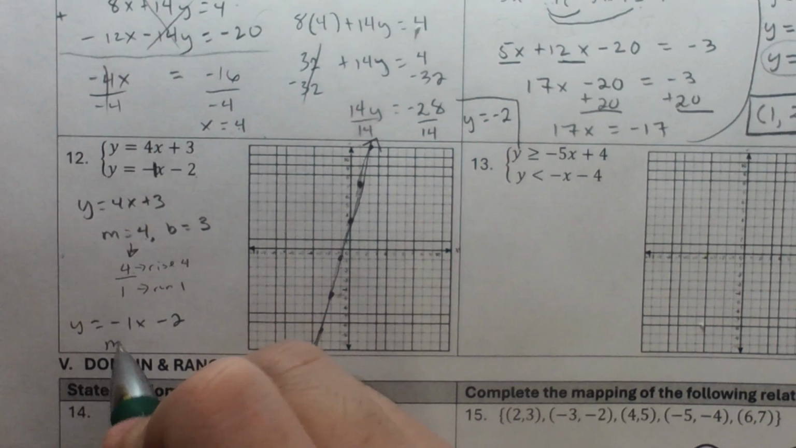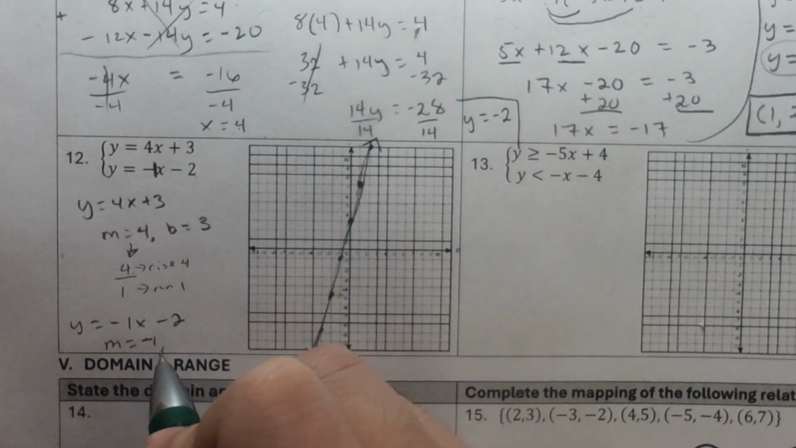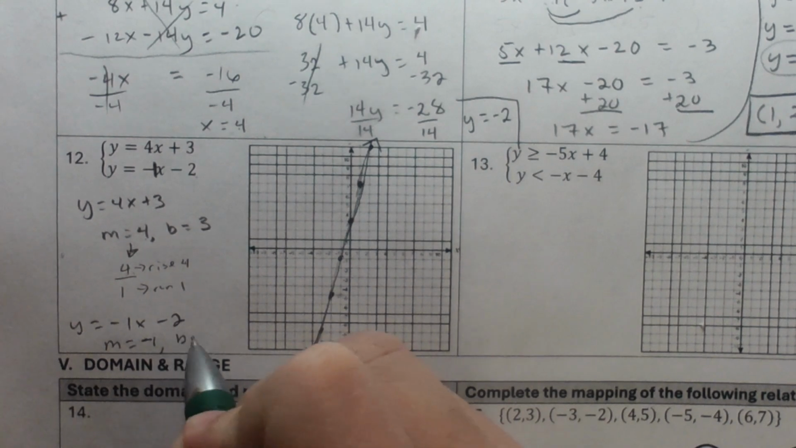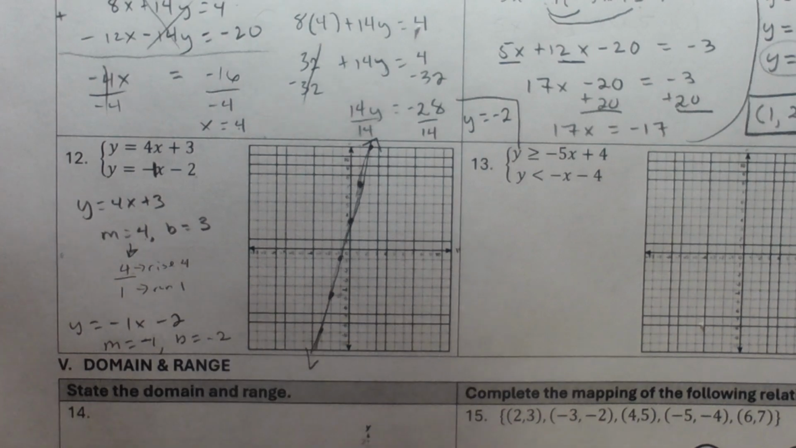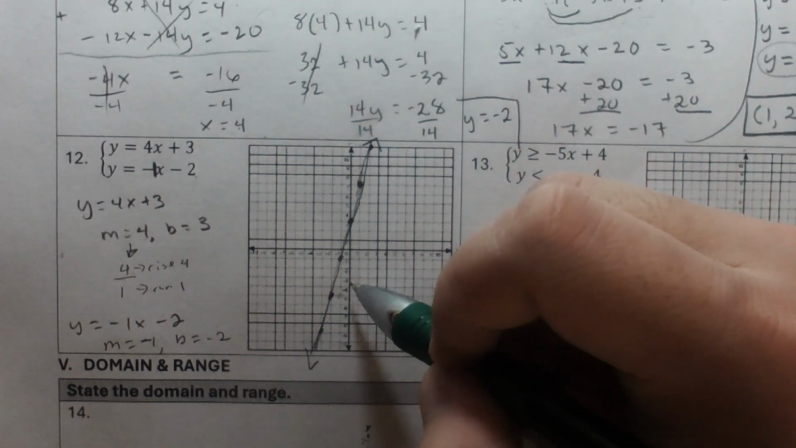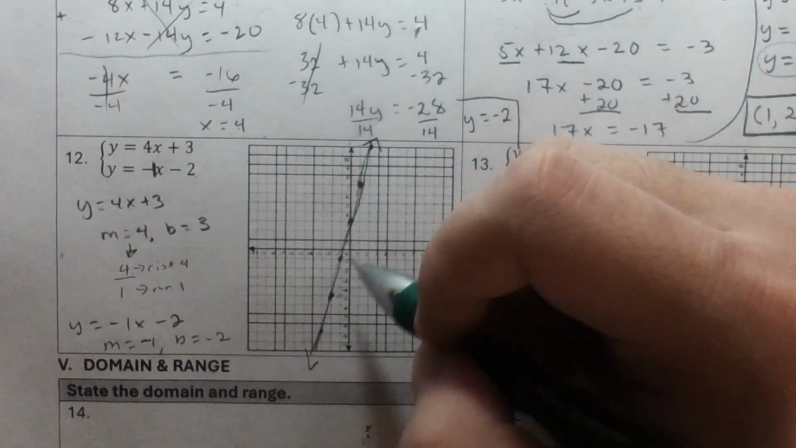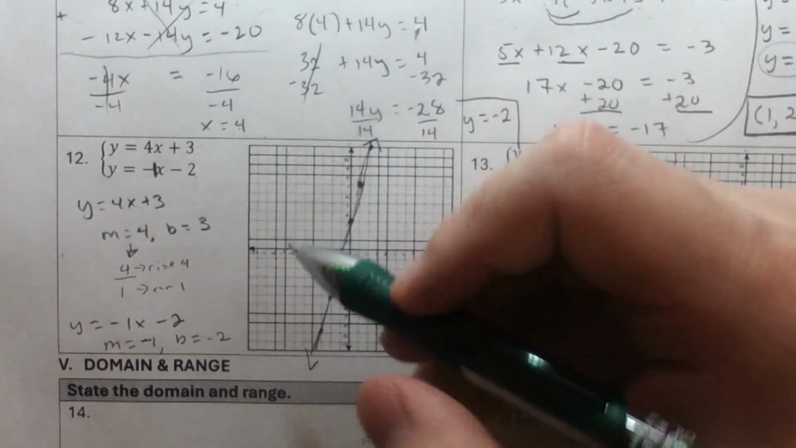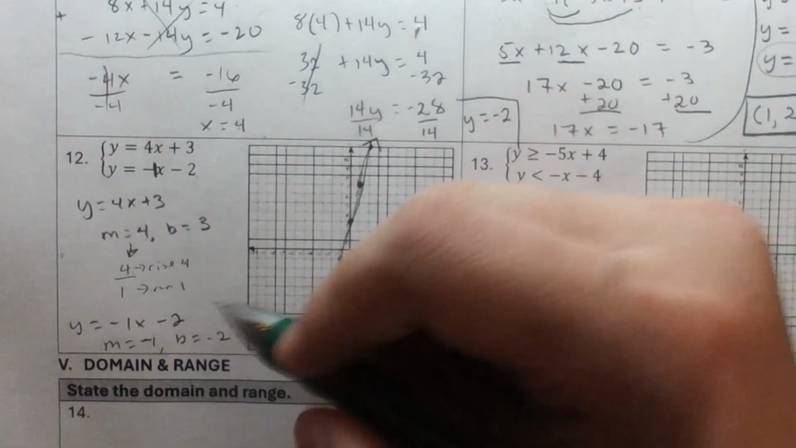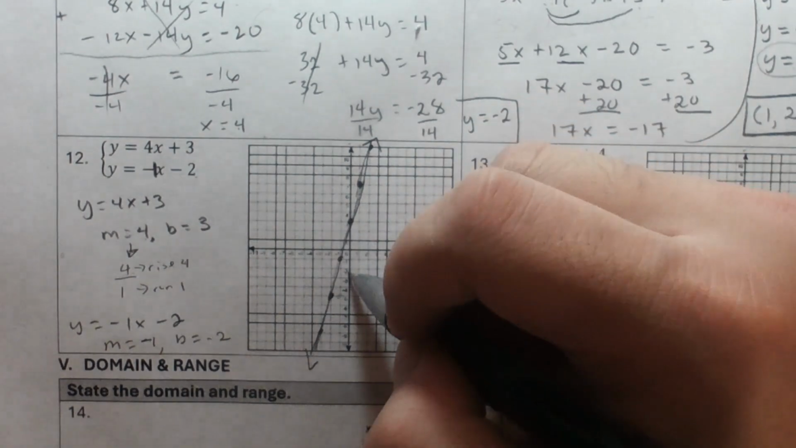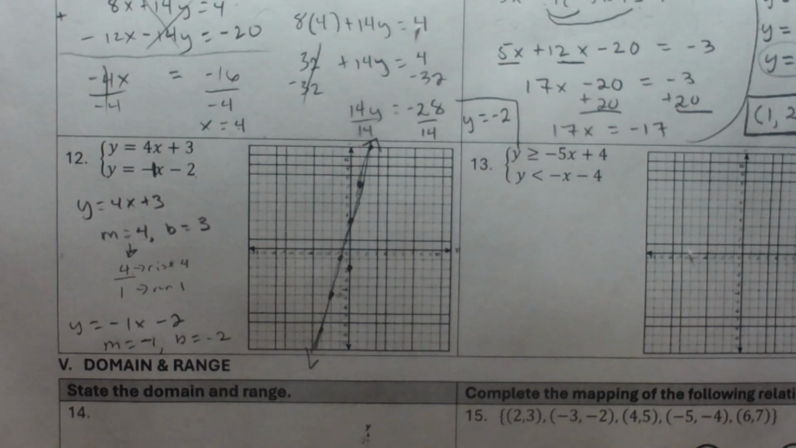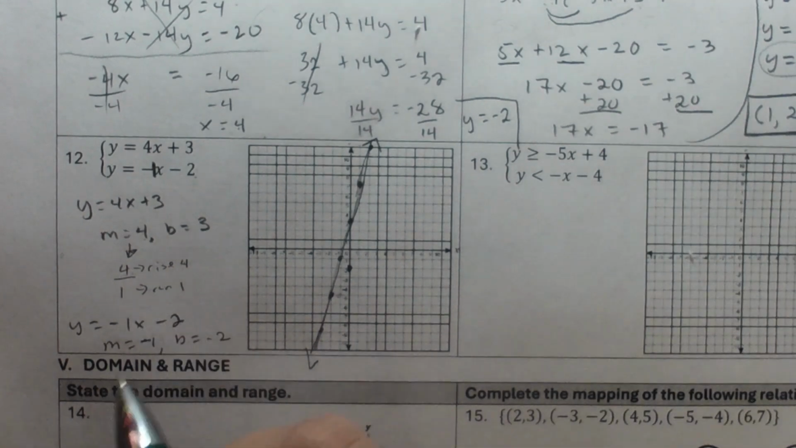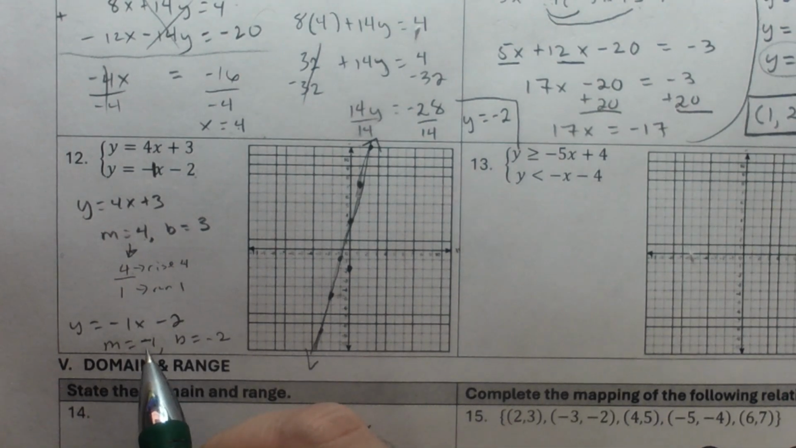The slope is negative 1, and the y-intercept is at 2 or negative 2. It's actually negative 2, okay? So maybe I should use a different color, or I think you can differentiate this. But our y-intercept for the second equation is negative 2, so I'm going to go ahead and put a point right there. And look, we have a slope of negative 1.